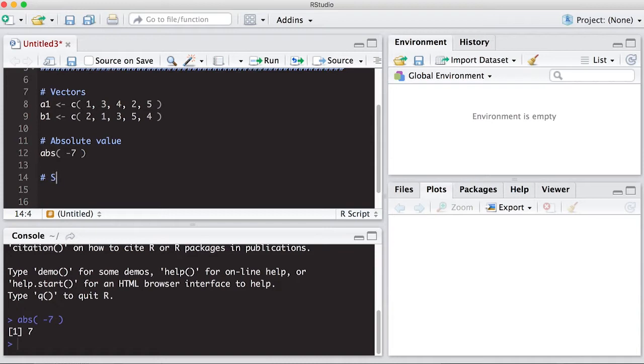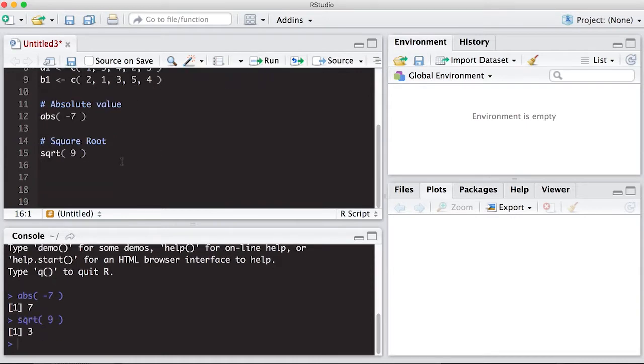Another popular function is the square root, and it's pretty much standard with all programming languages, which is SQRT. Here I can put in a positive number and I will get an answer. If I put in a negative number, I might get an imaginary answer. And you see the square root of 9 is 3. I can also apply these to vectors.